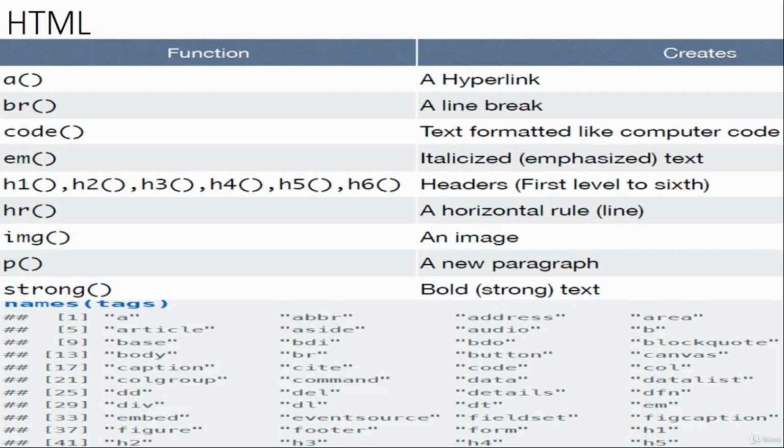If you use HTML, there are a lot of tags. If you give this command, names tags, you will see these are the tags. You can use them as and when you want. A few I have given over here: A for hyperlink, BR for line break, code for some computer code, H1 headings, horizontal line, image, and so on. So these are the HTML tags, and you can use them seamlessly.